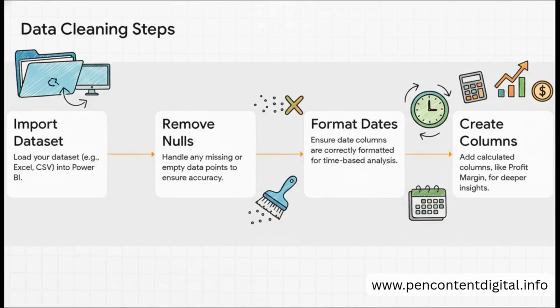Getting our data ready is actually a really straightforward four-step process. First, we just import it. Then, the important part, we clean it up by getting rid of what are called null values. Just think of these as empty cells or gaps in our data. Because if you leave those gaps in there, it's going to break your calculations or totally skew your results later on. So getting rid of them is absolutely crucial.